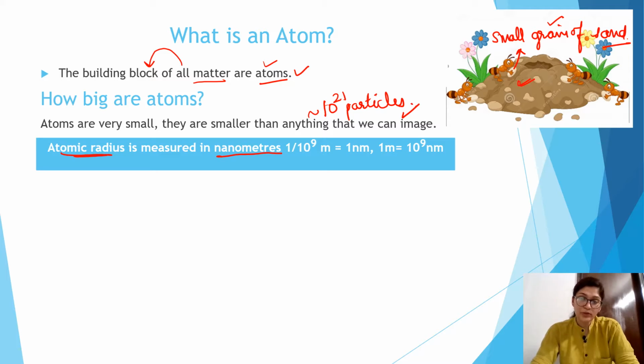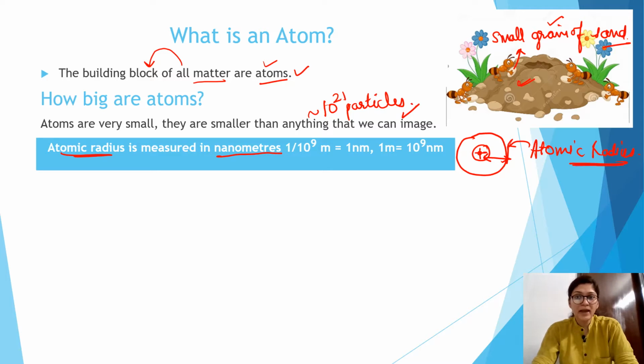Atomic radius. What do you mean by the term atomic radius? If we consider the atom as spherical, then the centermost part is known as the nucleus, and the distance from the nucleus to the outermost shell is the radius. Right? In mathematics, you might know what a radius is. The distance from the centermost part to the outer part is the radius, and that radius is known as the atomic radius.